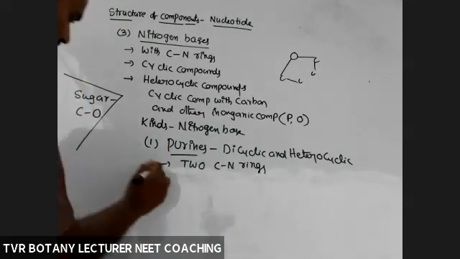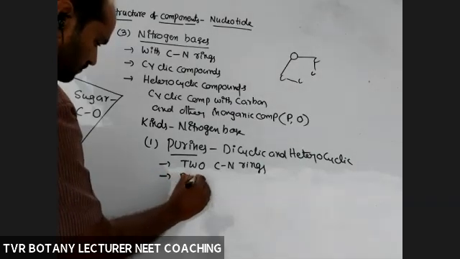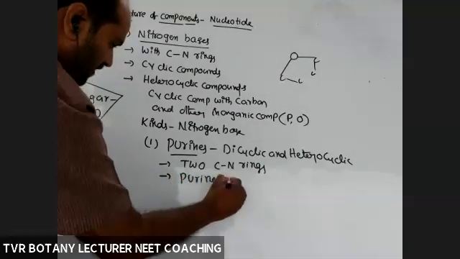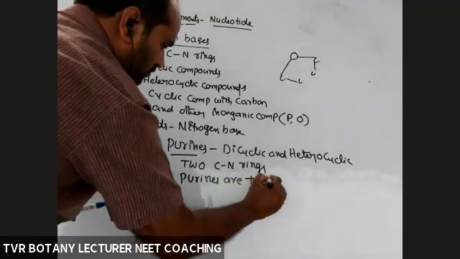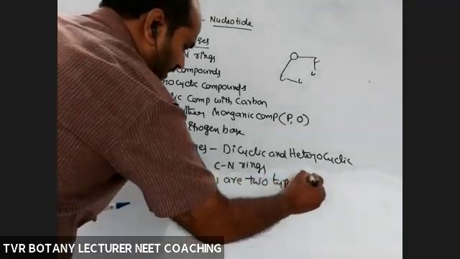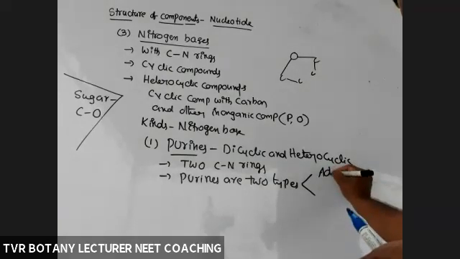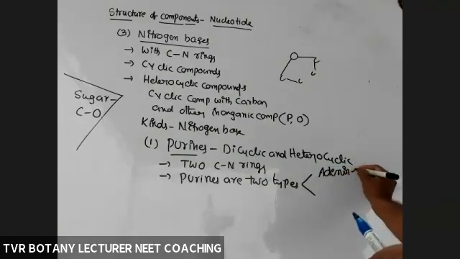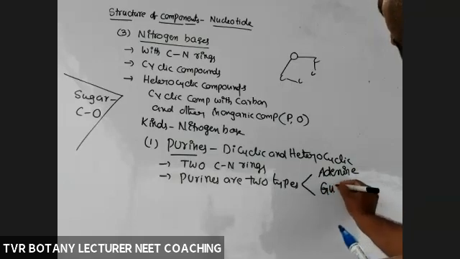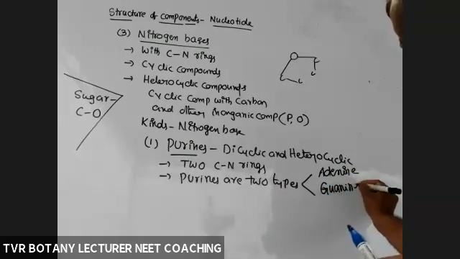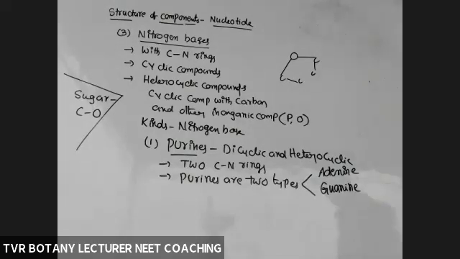Purines are two types. What are they? One is adenine. The second one, guanine. Adenine and guanine. Before this one, I told you adenine, guanine, thymine, cytosine, uracil, like that.